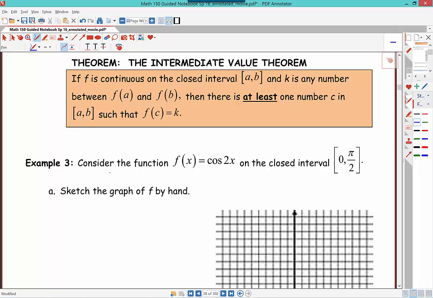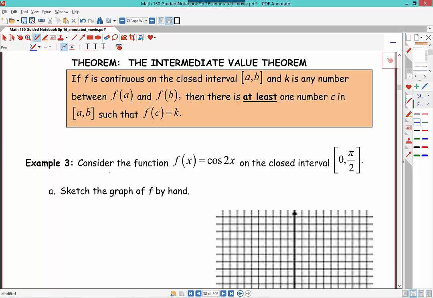This theorem says that if f is continuous on the closed interval from a to b and k is any number between f of a and f of b, so k is a y value, then there has to be at least one number, c, that's in the domain in between a and b inclusive, such that f at c has an output of k.